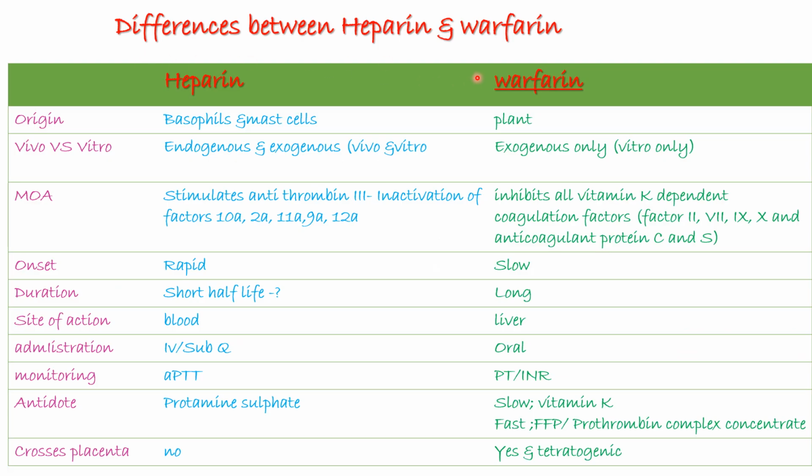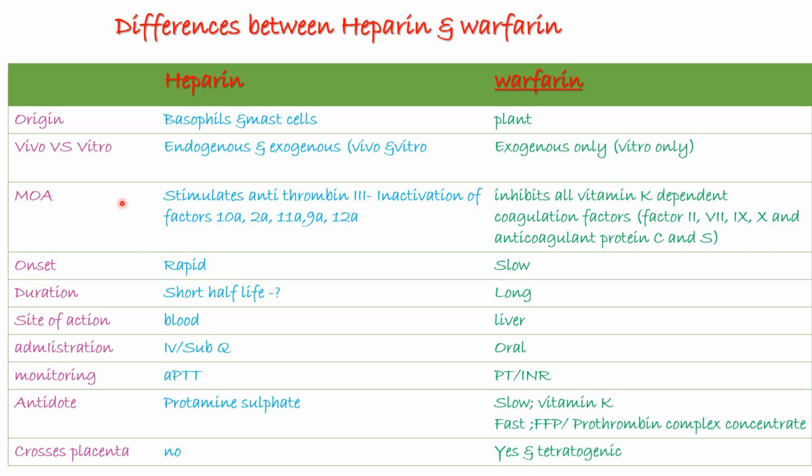So differences between heparin and warfarin. So the origin of heparin, number one, you need to know that heparin is naturally found in our bodies, whereas warfarin is not found in our bodies. So in terms of origin, heparin comes from the basophils and the mast cells, whereas warfarin comes from the plant. And I said before, in vivo and in vitro. So in terms of heparin, it's endogenous and exogenous, whereas warfarin is only exogenous.